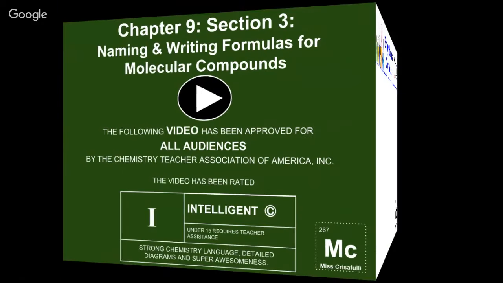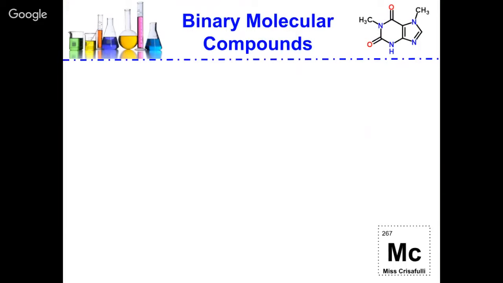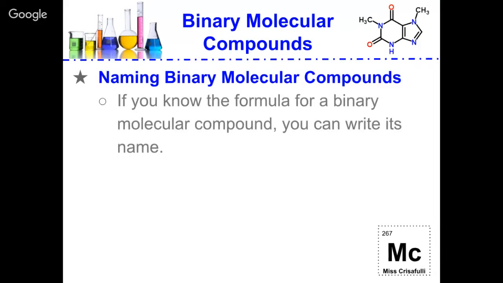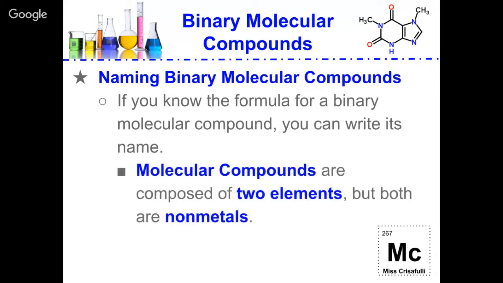I know that ionic compounds were a little confusing. That's why we spent a couple days on it in class, but molecular compounds are a lot easier. So let's go through these. A formula for a binary molecular compound can be written, and then you can write the name or write the formula or vice versa. Molecular compounds, remember, are composed of two elements, but they're both nonmetals. So we're not going to have any ions in this. They're all going to be nonmetals.